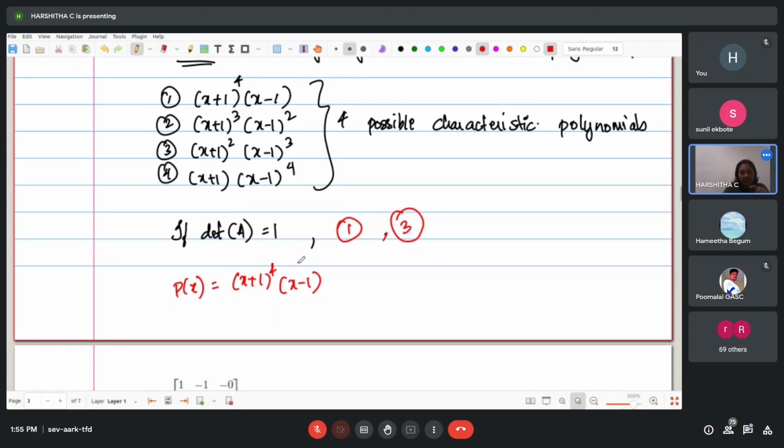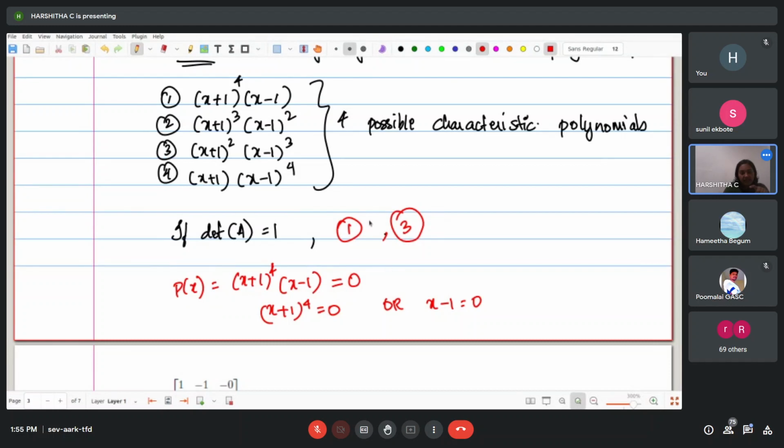So this is what we used to do in school. What does root mean? That this is 0. Since it is a product, either x plus 1 whole to the power of 4 is 0, or x minus 1 is 0. So x is minus 1, or x is 1.